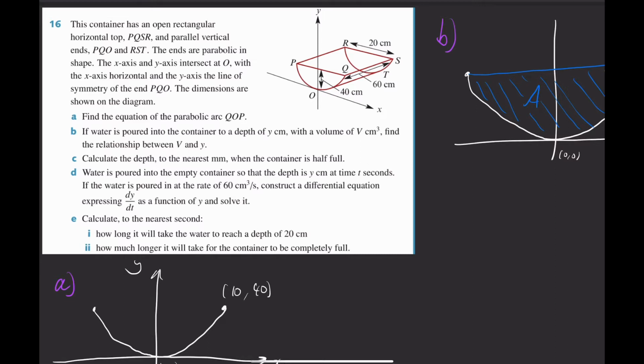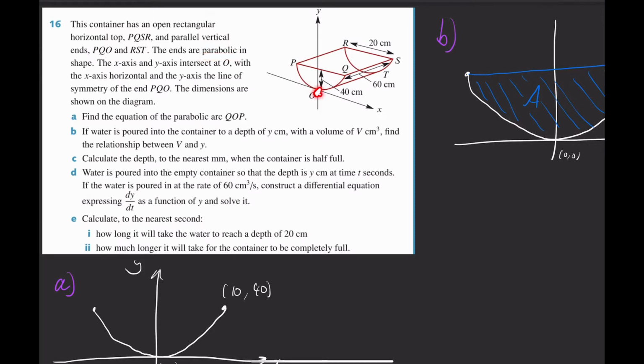This container has an open rectangular horizontal top. So this is open, parallel vertical ends. So everything here is parallel. The ends are parabolic, so this is a parabola. It looks like a semicircle, but by definition in the question, it's a parabola.